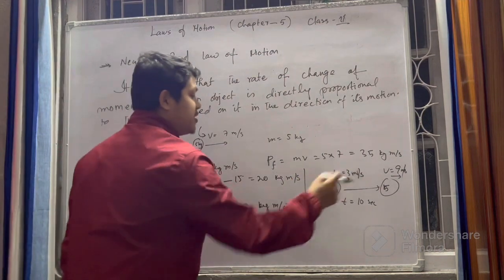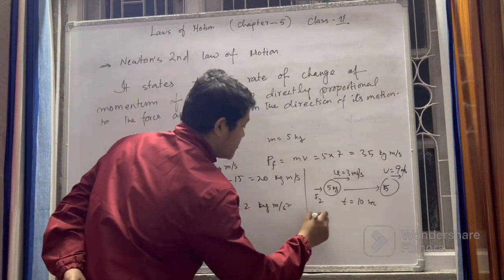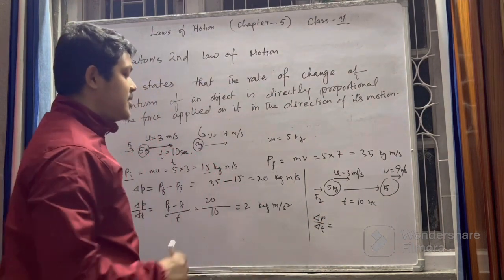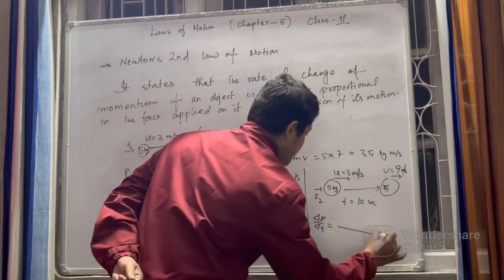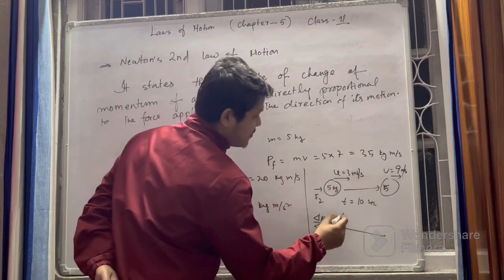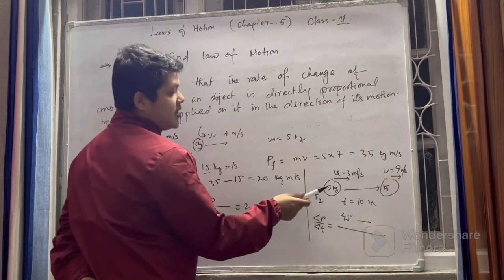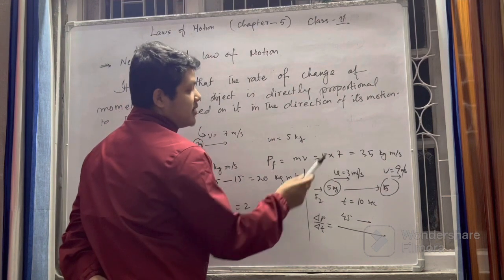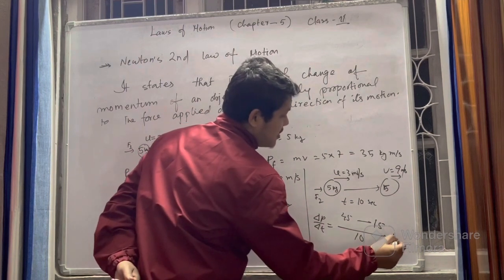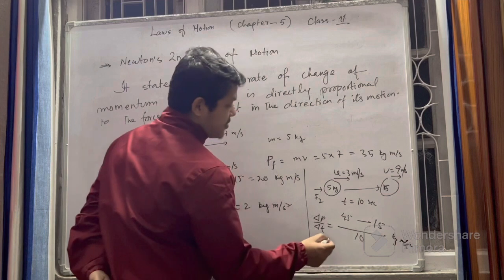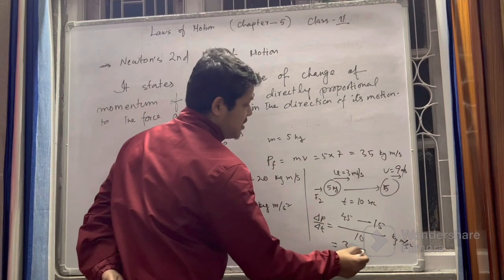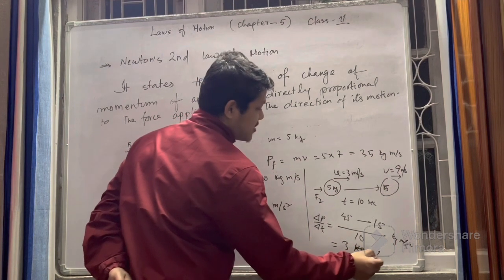So what will be the rate of change of momentum in this case? In this case, rate of change of momentum del P by del T will be the final momentum, mass into velocity, 5 into 9 is 45, minus initial momentum, mass into initial velocity, 5 into 3 is 15, and time taken 10 seconds, kg meter per second square. So 45 minus 15, that's 30 by 10, that's 3 kg meter per second square, right?